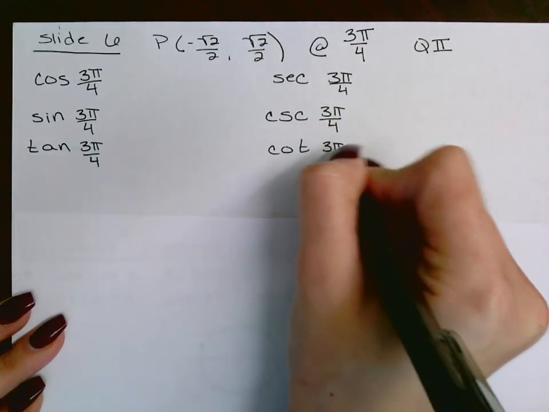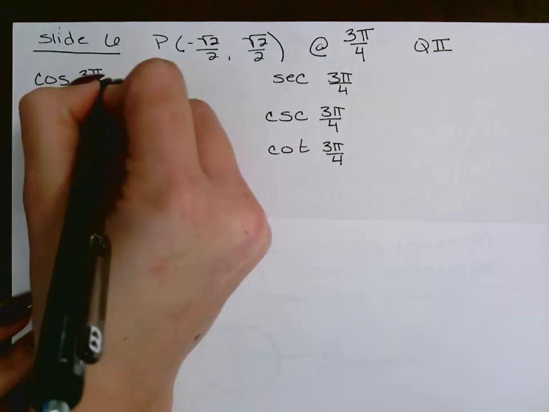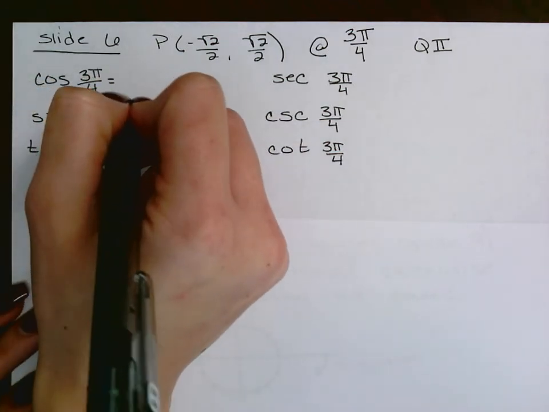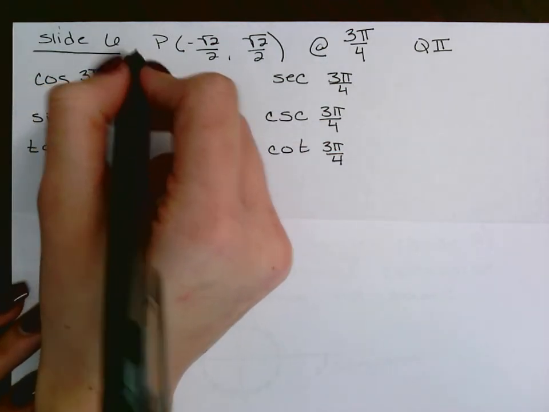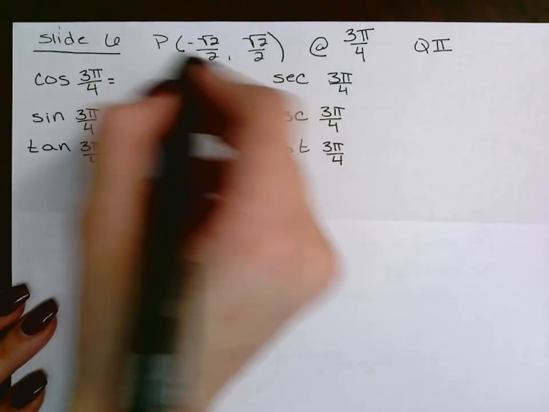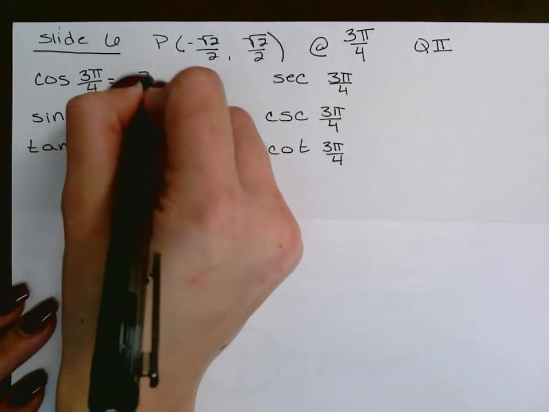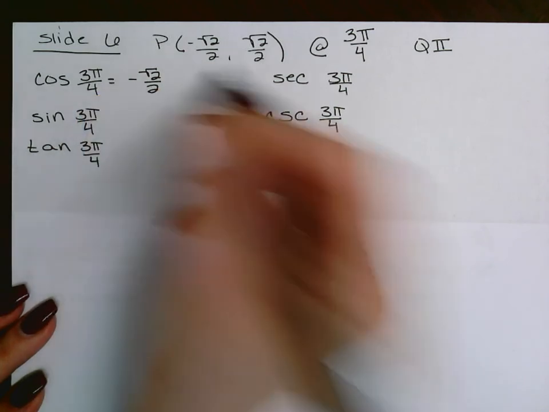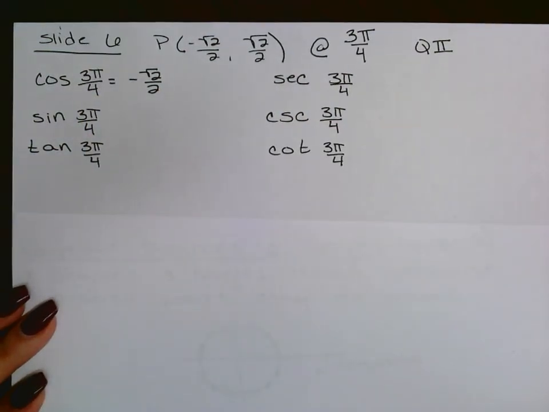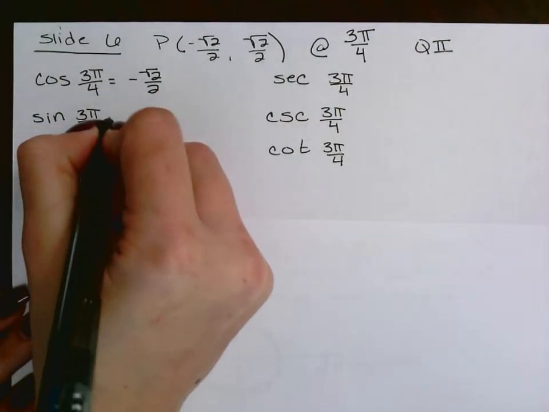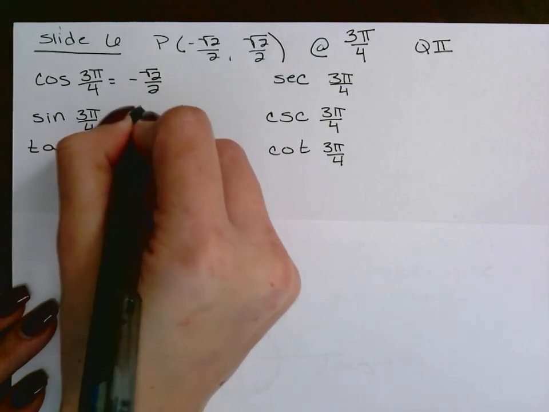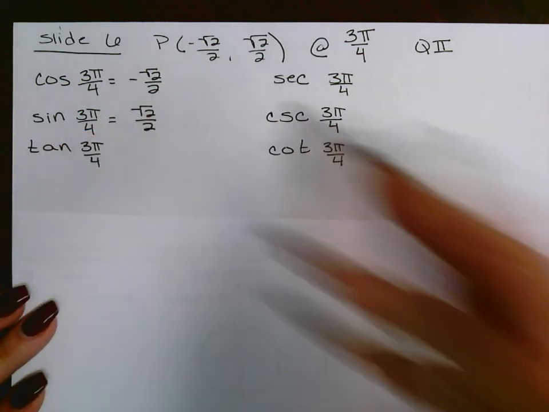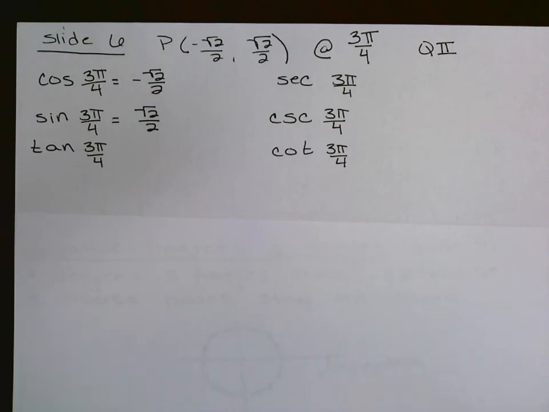So I ask you guys, what is the rule for cosine? The x value. So good. The x value in this case is negative radical 2 over 2. And I'm done with cosine. What is the rule for sine? The y value. So positive radical 2 over 2. And I just solved the 2 easiest ones.